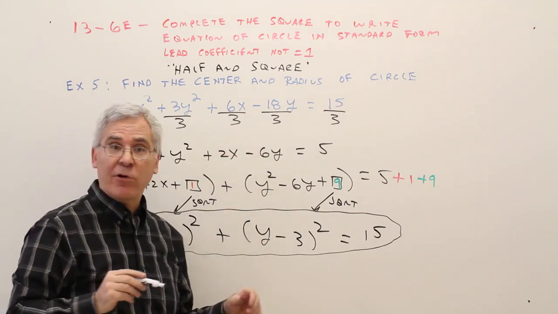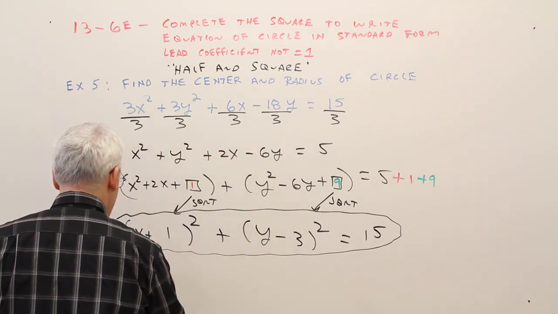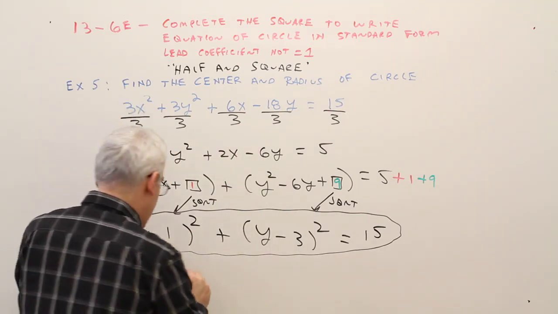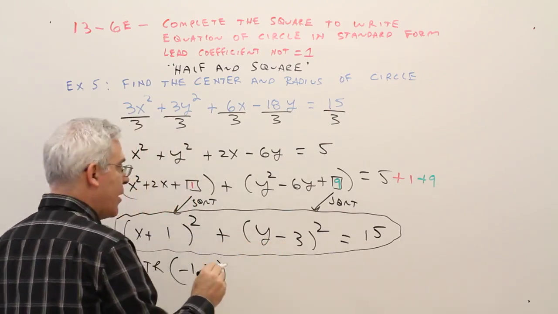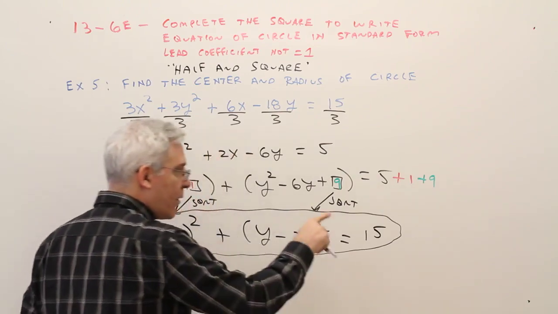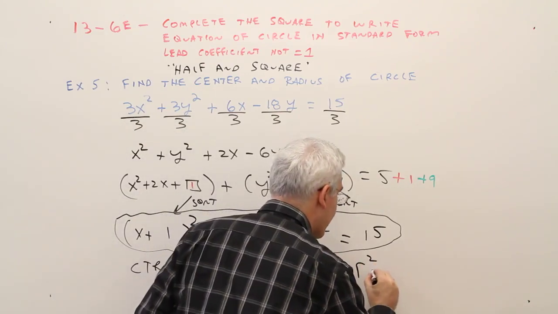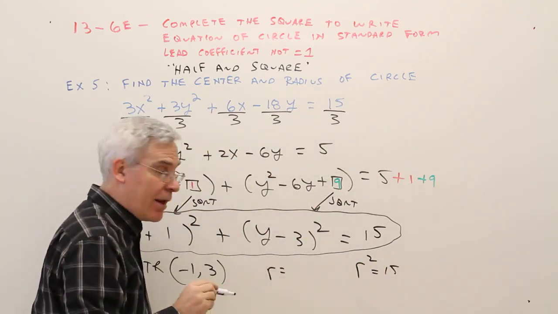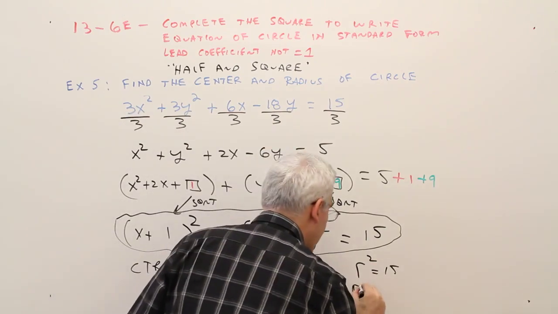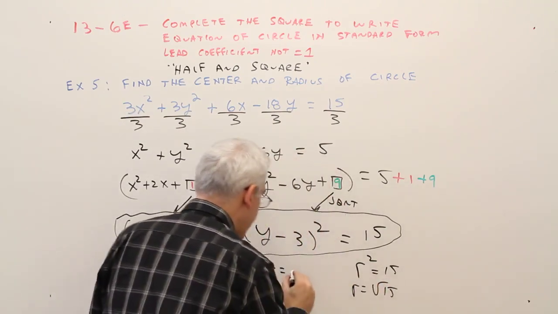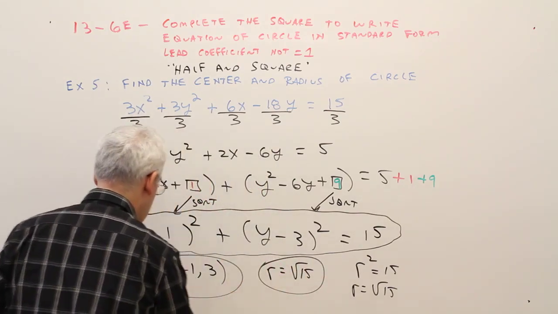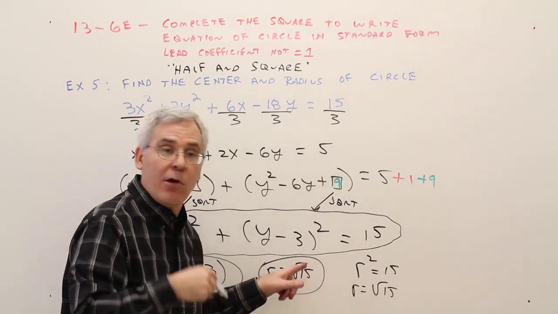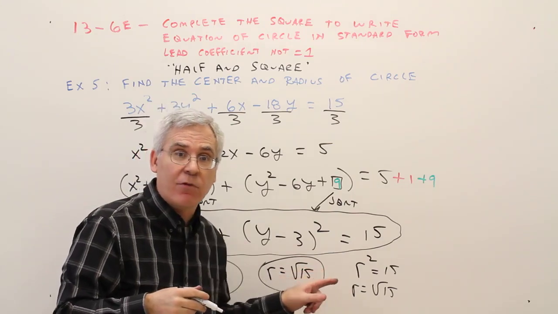And then they wanted the center and the radius. So the center, opposite negative 1, opposite positive 3. And then the radius, remember, r squared equals 15, so r would be the square root of 15. And if you could simplify that, always write exact simplified answers.